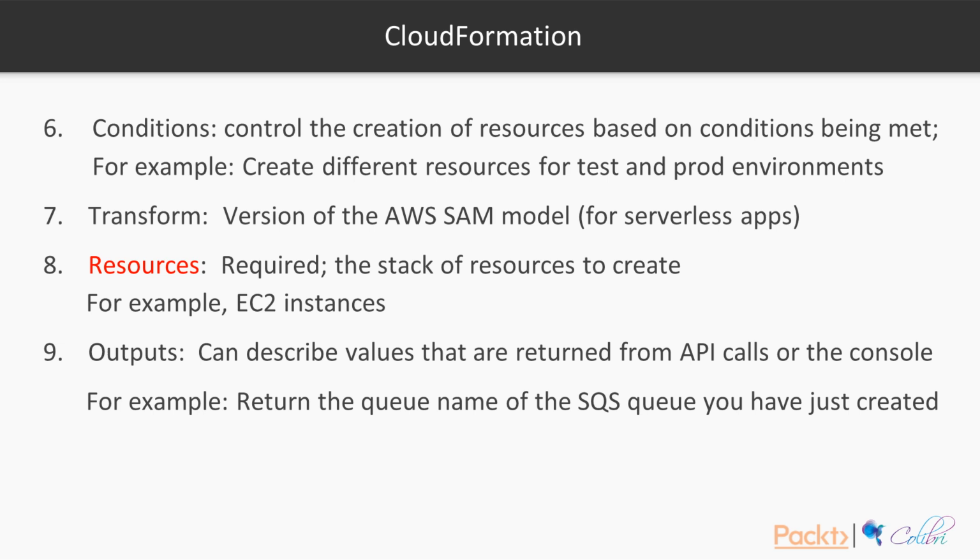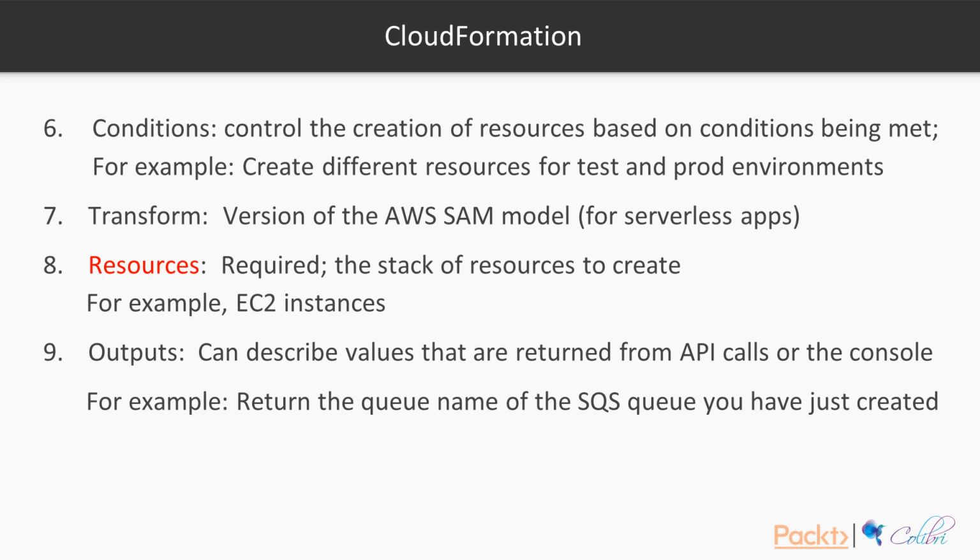Transform is a way to specify the version of the AWS SAM, or AWS Serverless Application Model. This is only used for serverless or Lambda types of applications. Then we have resources, and this is the only section that you need to specify for your AWS templates. This one is required, and it specifies the stack of resources you want created. For example, your EC2 instances, your ELBs, your SQS queues, etc.